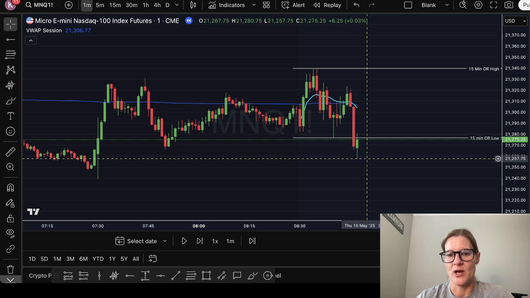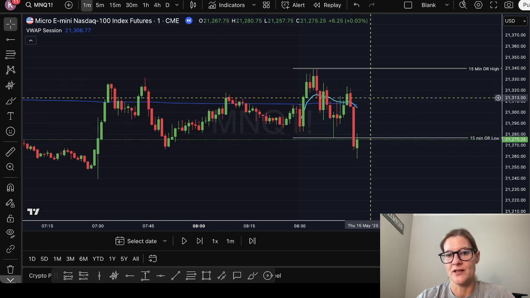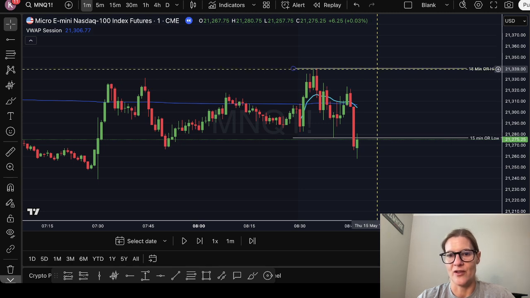So as we move this price action forward, if this ends up being a fake out, it gets back within the range and starts to get bullish, then I can target the opposite end of the range. So let's see how this plays out.